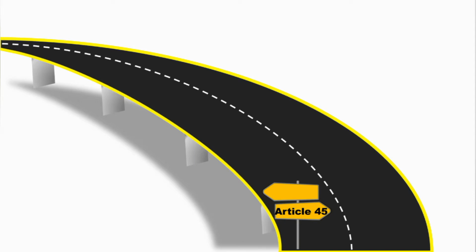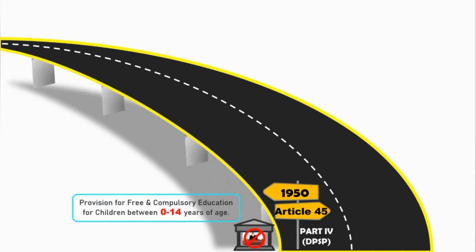got implemented with the commencement of the Constitution, that is in the year 1950. As we have discussed, Article 45 was added under Part 4 of the Indian Constitution as a DPSP, which is non-enforceable or non-justiciable in the court. At that time, Article 45 used to talk about provision for free and compulsory education for children between 0 to 14 years of age.